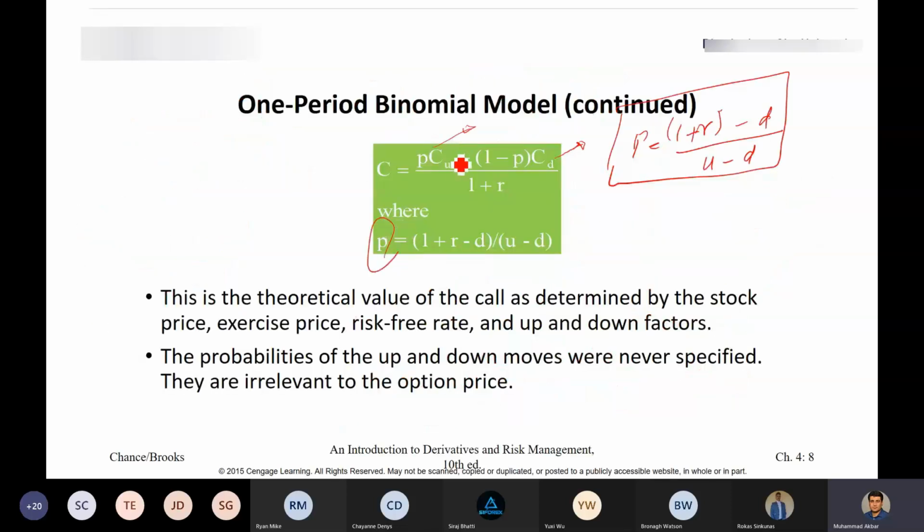We know how to calculate CU, CD. We know why to use R, and we know how to calculate C. For us, the rule is simple: present value of future cash flows.